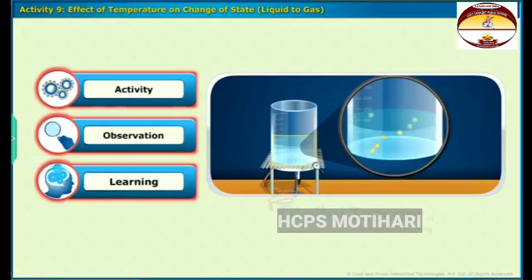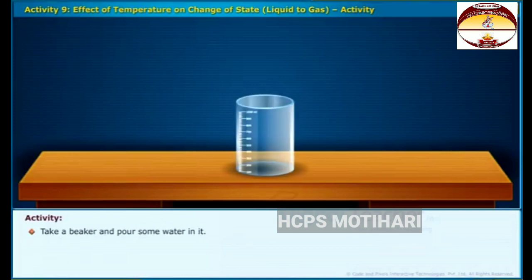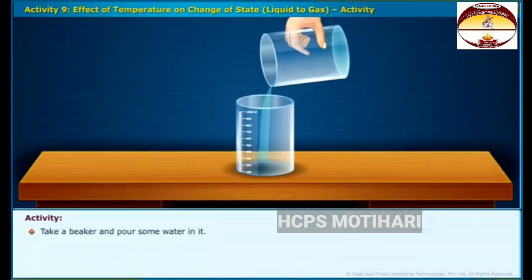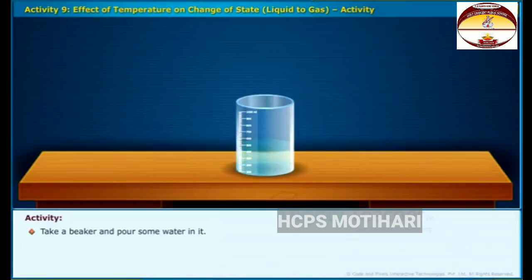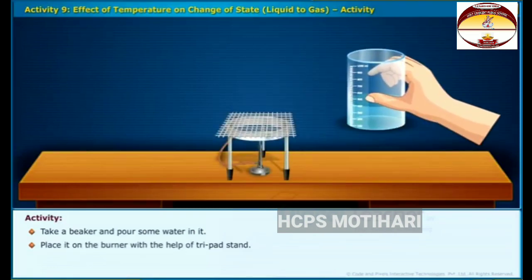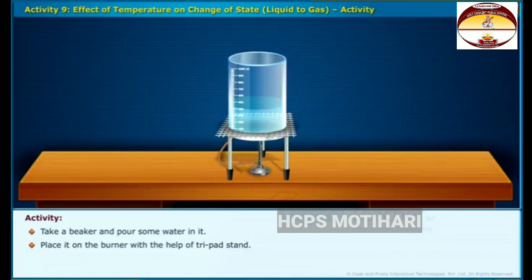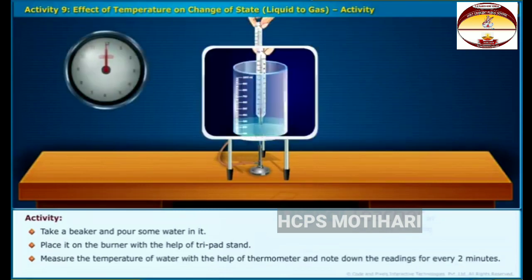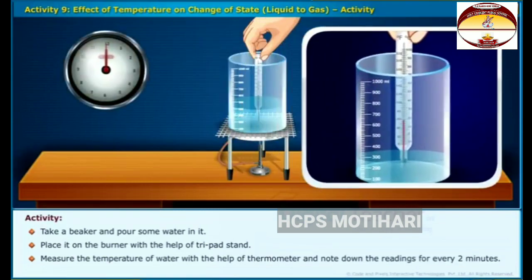Here, let us perform an activity to know the effect of temperature on change of state. Take a beaker and pour some water in it. Place it on the burner with the help of a tripod stand. Measure the temperature of water with the help of a thermometer and note down the readings for every 2 minutes.